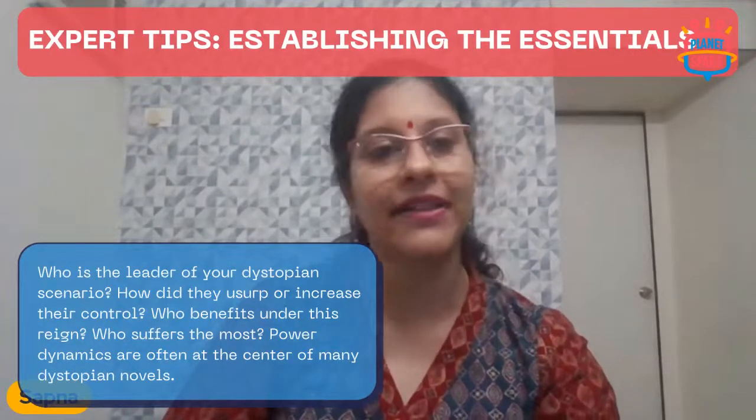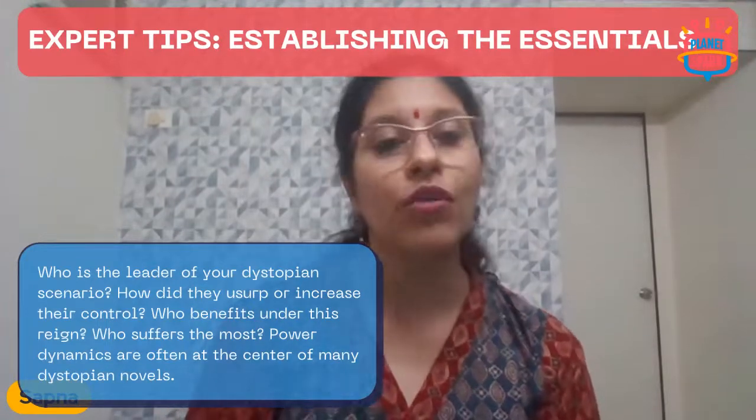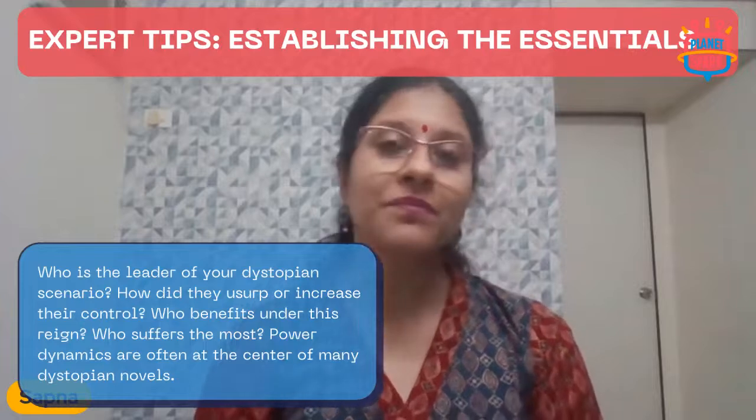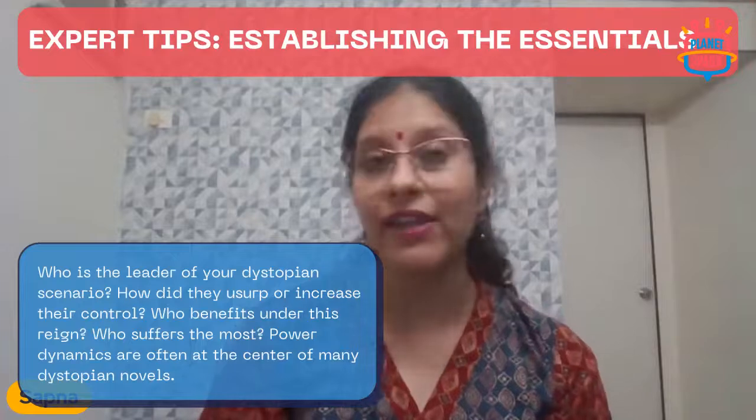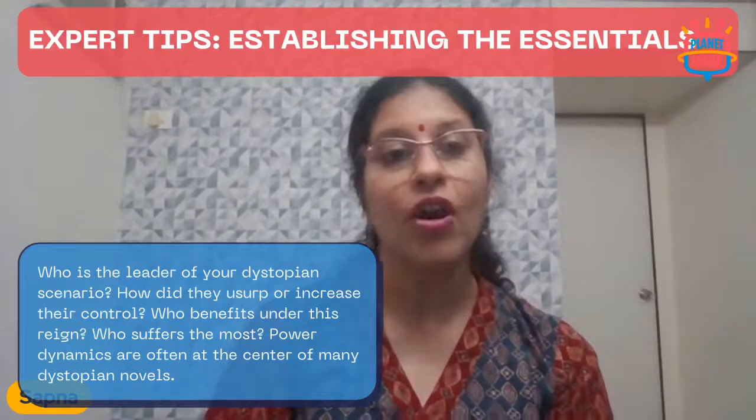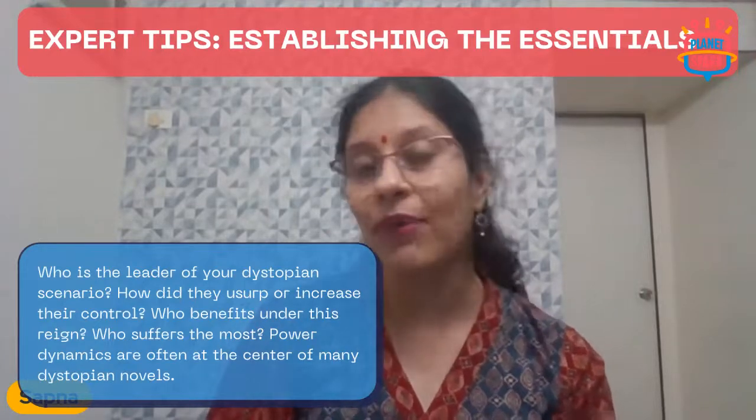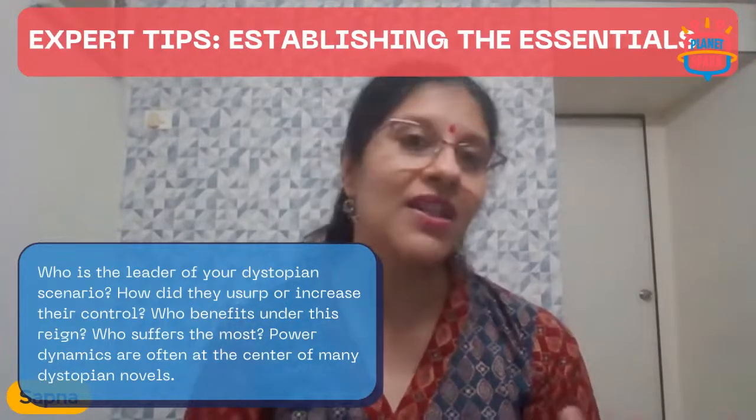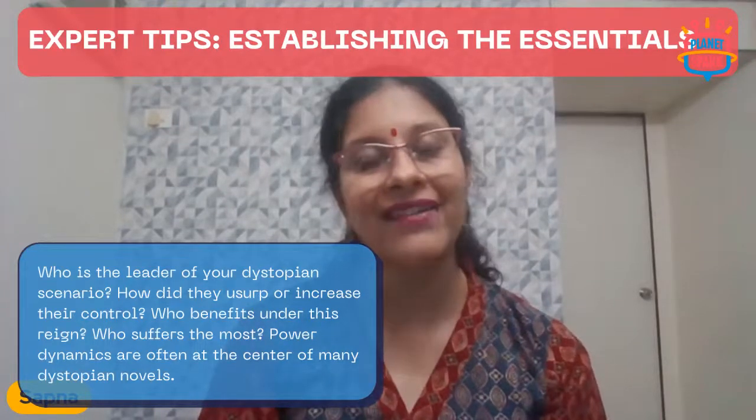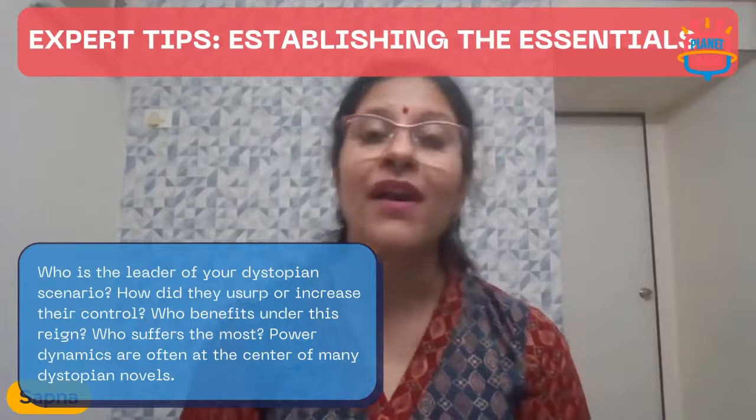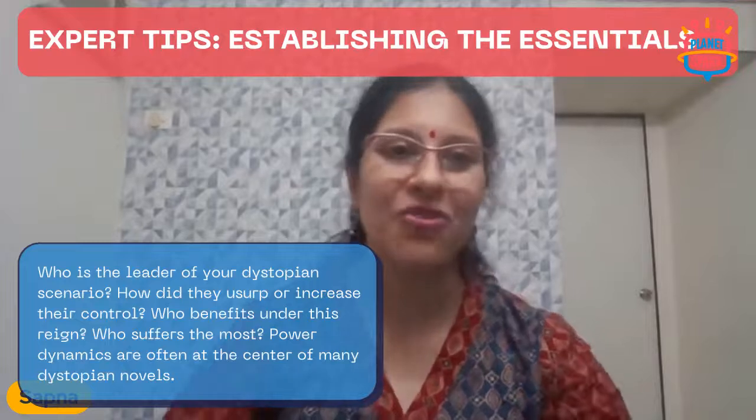And the second expert tip with writing a dystopian sci-fi would be that you need to think about who the leader of your dystopian scenario is. How did they usurp or increase their control? Who benefits under this reign? Who suffers the most, maybe? And what are the power dynamics? These are all the central themes in dystopian novels, right? So this is again one of the angles that you can be exploring for your story. Before you start writing, you need to be clear about the central plot of your dystopian sci-fi.